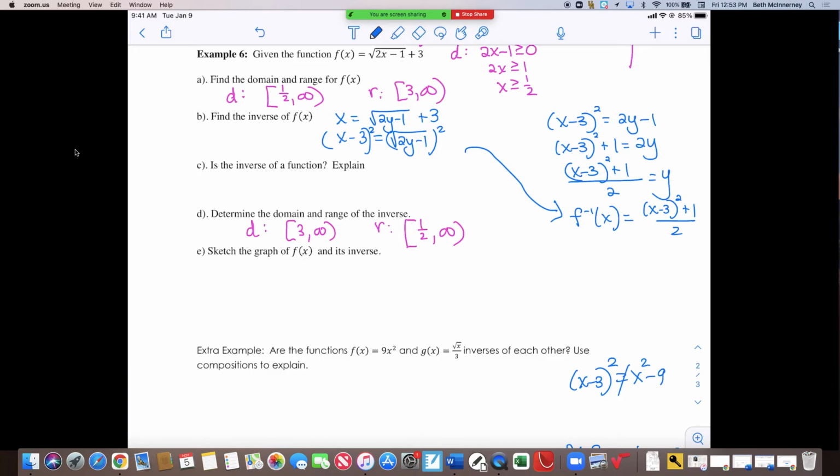So is the inverse a function? The answer is yes. It'll pass the horizontal line test on the original function.